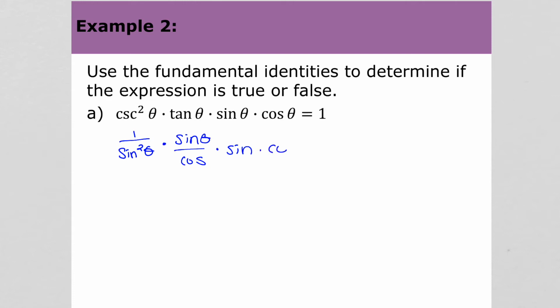And then we've got sine and cosine still. And some of these things will cancel out. So one of these sines will cancel out with that one. This cosine will cancel out with that cosine. And the other sine here will cancel out with that one because realize these are on top of 1, right? So they'll cancel out with the bottoms. So in fact, this is equal to 1. So we can say that it is true.